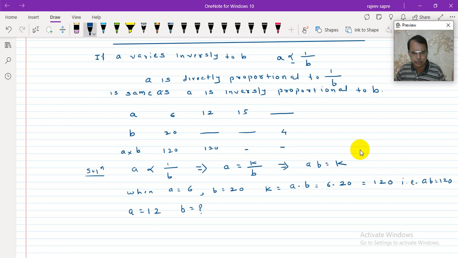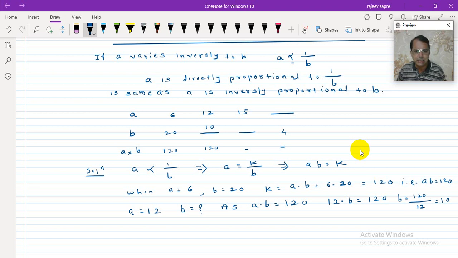So when A is 12, B is what? As A into B is 120, A is given as 12, so 12 into B is 120. This dot is used for the product by me. And so B will be 120 upon 12. So B is 120 divided by 12, that means it is 10. So here I can substitute 10 now.